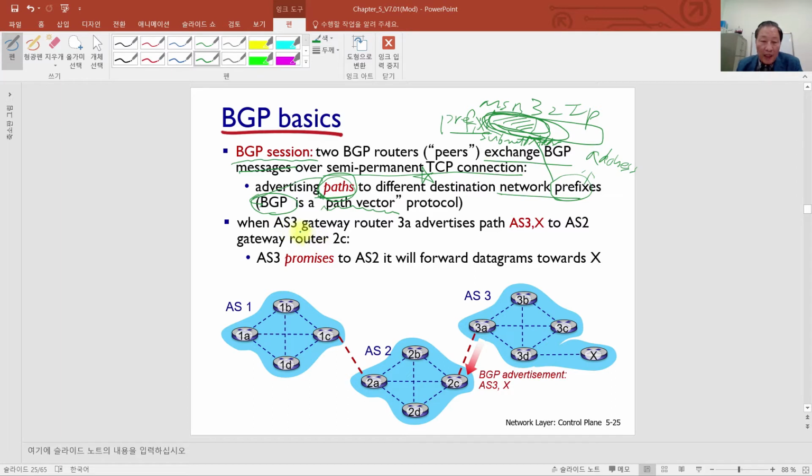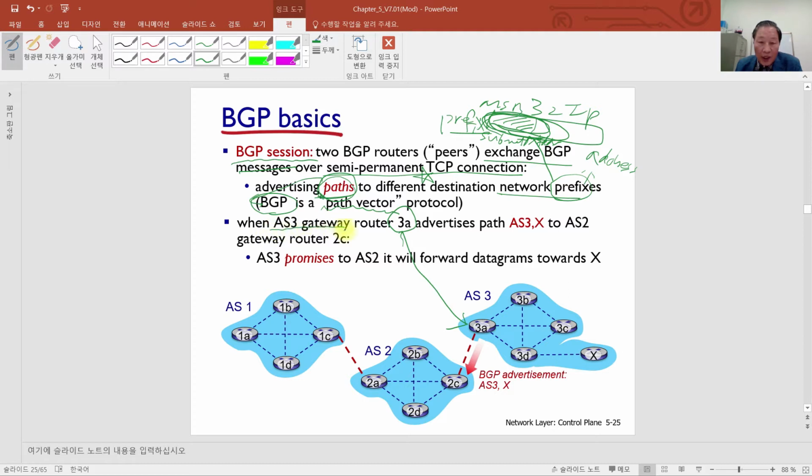When AS3 gateway, router 3A, let's try to find the 3A. Where is that? This one, 3A. This one is autonomous system 3. This one is autonomous system 2. This one is autonomous system 1. And between them, we are using BGP. BGP is the glue to connect them tightly together.